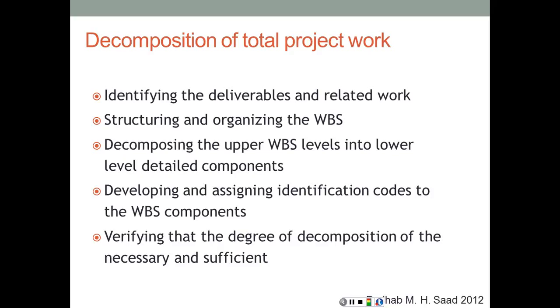So the decomposition of the total project work identifies the deliverables and the related work, and it follows a structure and organization, which is the WBS, decomposes the upper WBS levels into lower level detailed components, 1 becomes 5, developing and assigning identification codes to the WBS components, because we're going to use these for scheduling later on, or with some modification we can use them as cost accounts for our cost accounting for the project. In this case, instead of being called WBS, it's going to be called CBS, or the cost breakdown structure.